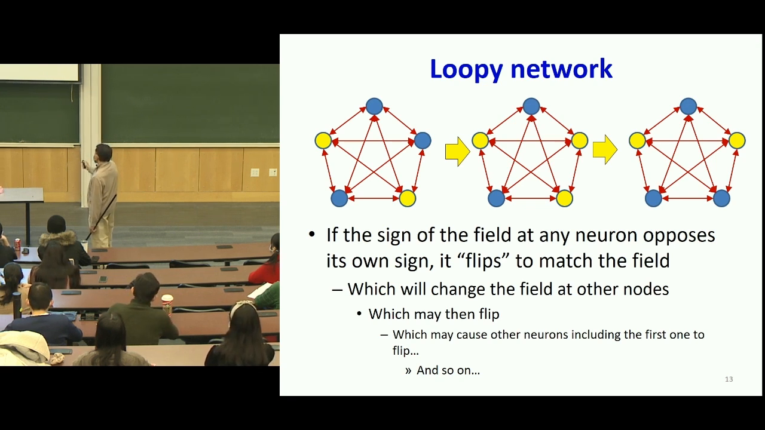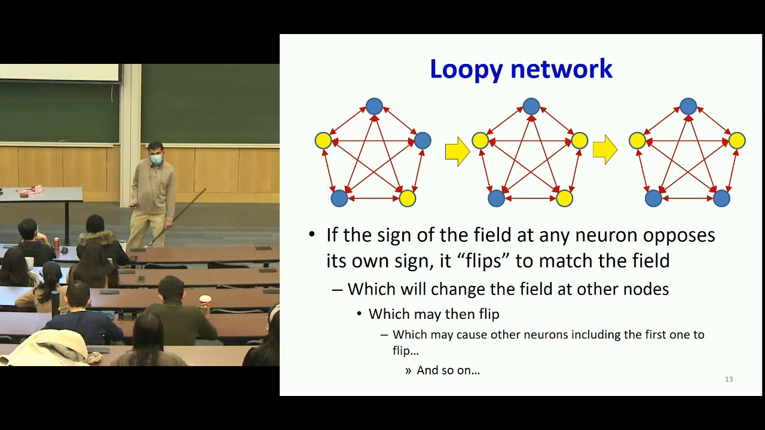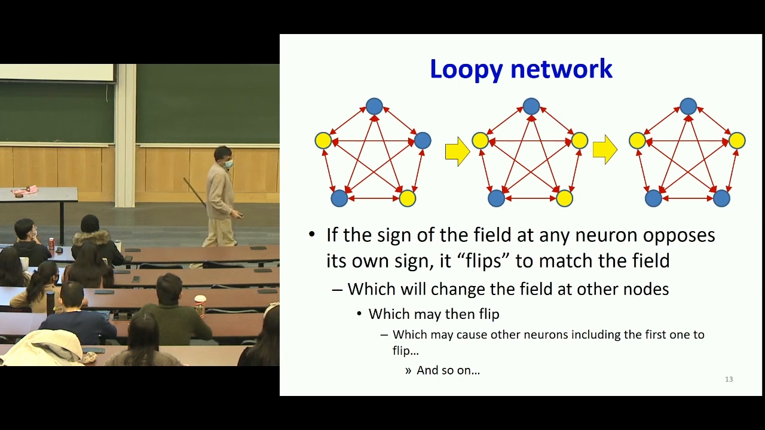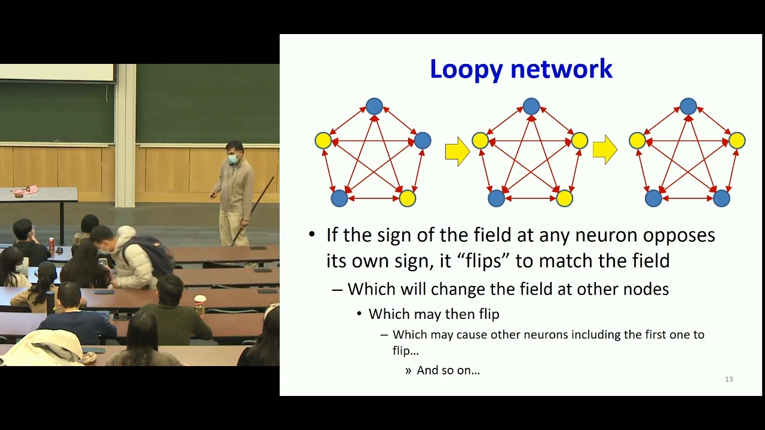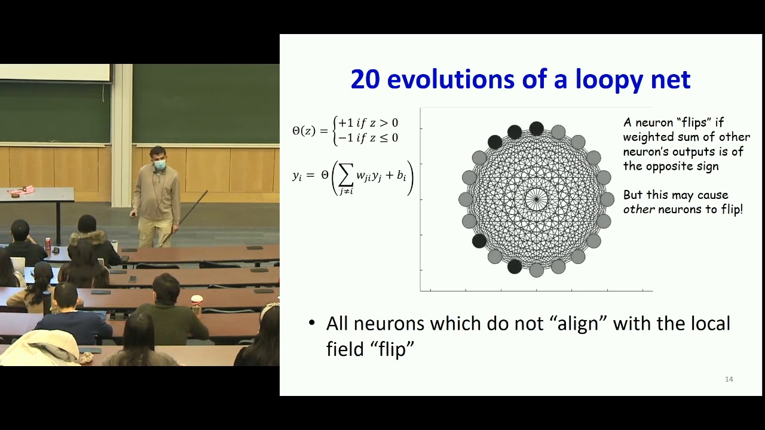And so that's going to cause this guy to flip. But because this guy flips, this may cause, for instance, the field over here to change. That guy could flip. And now because that guy flipped, this may cause the field over here to change and cause this one to flip again, right? So you're going to get behavior of this kind, where you just set the neurons in some pattern.